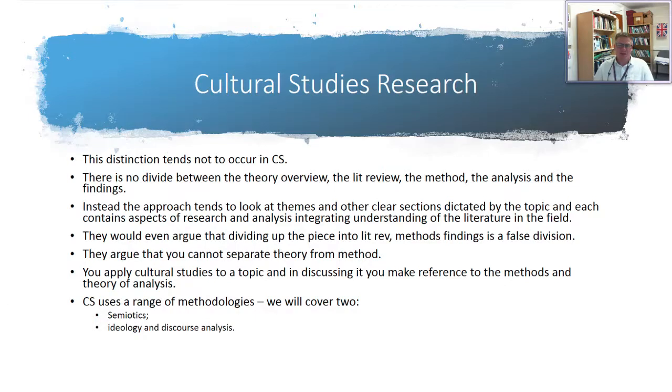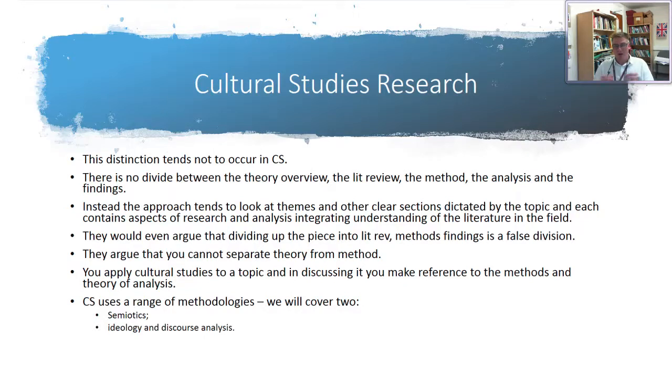So cultural studies research doesn't have that distinction between methods and theory as you saw in the social scientific approach, and there would be no divide between the theoretical overview, the literature review, the method and the analysis. And quite typically, say you're looking at a cultural studies book or a cultural studies thesis, the chapters would not be arranged to tell the reader what the author actually did, but to make an argument, and it'd stay through different sections of the argument. So the approach would look at themes and other clear sections dictated by the topic, and each would contain aspects of research and analysis, and they would be integrating the method along with the theory and the literature in the field.